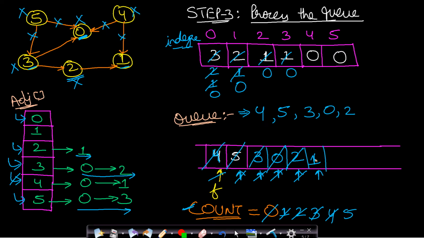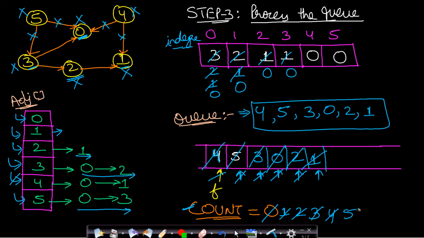Now this is the last node 1. Okay, so when we see this 1, then the adjacency list is not present for 1. This is empty. That means we can directly remove this 1 without affecting anybody else. Okay, so this will be removed and you will write 1 in your answer vector, and you will also increment the counter value, it will be 6. Okay, so this is the entire algorithm.